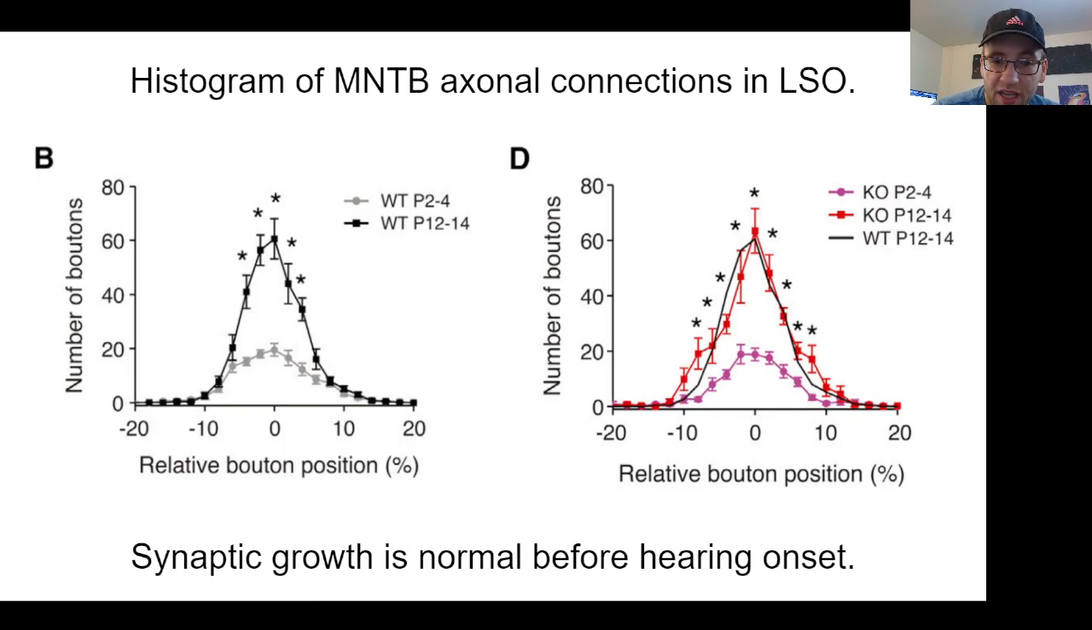And this shows that synaptic growth, synaptogenesis, is normal before hearing onset. And this is just a histogram of the same results. The relative bouton position is on the x-axis, so 0 means the center of that density. And you see that we are growing. P2 is below here in gray, and we add a bunch of synaptic connections to the axon. So we go up, and we see a very similar trajectory to the final destination in the knockout mice.